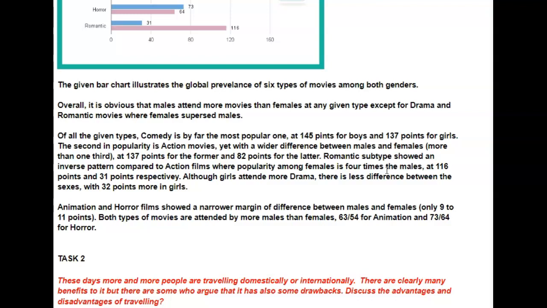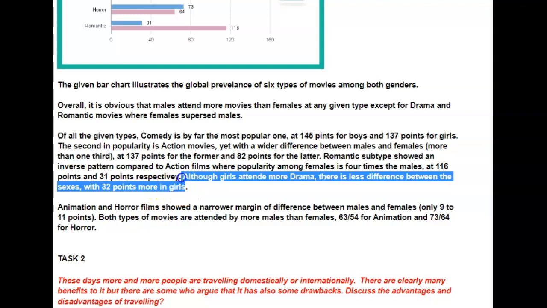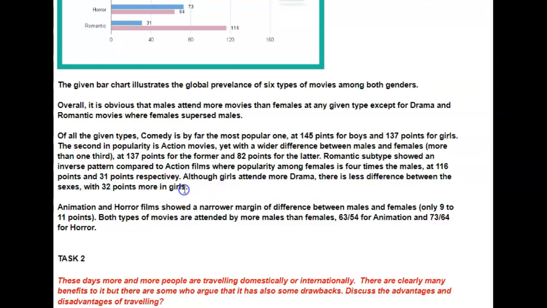All right, now what are you saying here? Okay, an inverse pattern. Yes. Okay, let's continue. Although women attended, well, it's not that they attended, they preferred. Although women preferred drama more, there is a smaller difference between the sexes with 32 points more for women. All right, that's a little unclear, this whole sentence here.